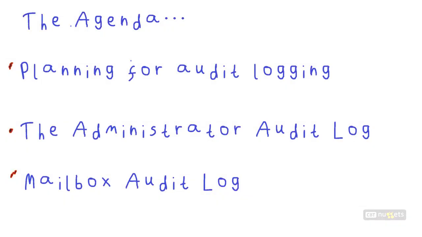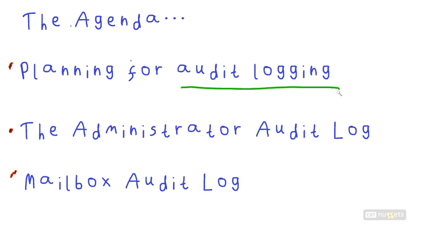So our agenda for this video is pretty straightforward. We're going to take a look at planning for audit logging. First of all, we've got to figure out what this really is. What are we auditing? Why are we auditing it? Where is it being audited? How can I control it? Can I get any reports out of this? And is there anything useful this can be used for? So the first place we want to start is answering all those questions.